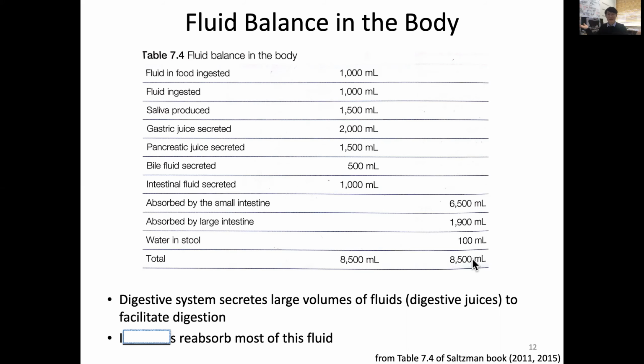So in a nutshell, we have a fluid balance in our body to keep our homeostasis, or ourselves in a steady state. So the digestive system secretes large volumes of fluid, which we call digestive juice, to facilitate this digestion. And most of the fluid you can see over here is reabsorbed in our intestines. Only the water in stool, a little amount, will be coming out of our body.